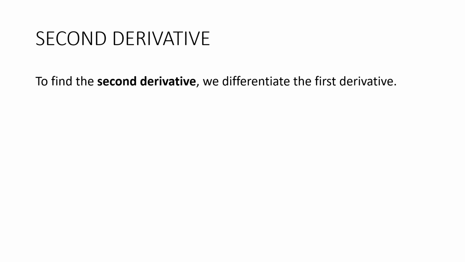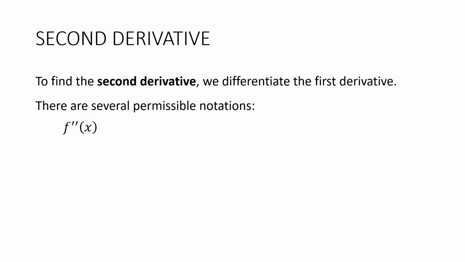To find the second derivative, all we do is differentiate the first derivative, and there are several permissible notations. We have f double dashed of x, y double dashed. We've got this rather strange notation, d squared y dx squared, and it almost looks like I've put the squared in the wrong position. But it comes from d dx of dy dx, the derivative of dy dx. So you can see where the d squared comes from. Now technically we should have brackets around the dx, but we don't do that. So it is d squared y dx squared.